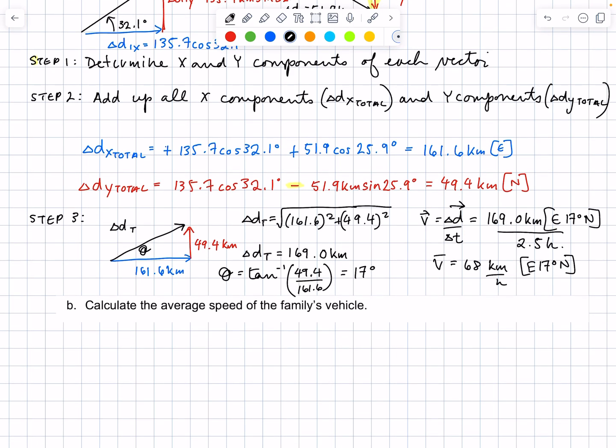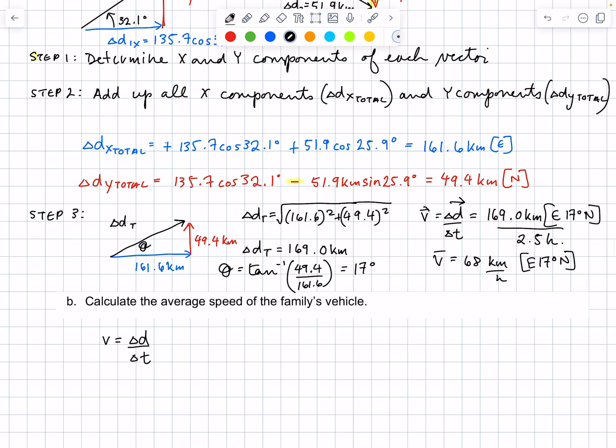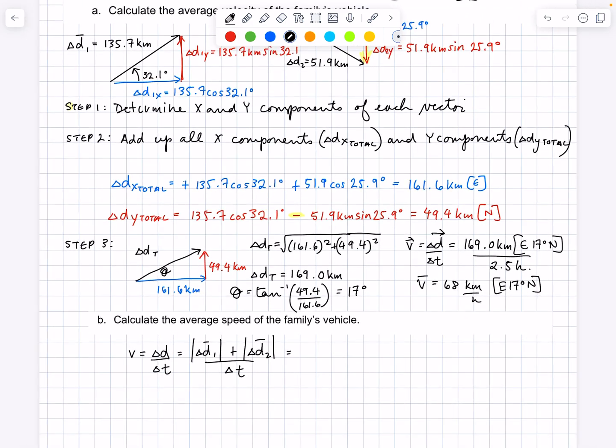In part B, we want to find the average speed of the family's vehicle. Speed is a scalar quantity, and we mentioned up above that this highway was a straight line. So I know that the distance traveled is equal to the magnitude of displacement 1 plus the magnitude of displacement 2 divided by the elapsed time. So we have, from the original displacements, 135.7 kilometers plus 51.9 kilometers divided by 2.5 hours, we end up with 75 kilometers per hour.